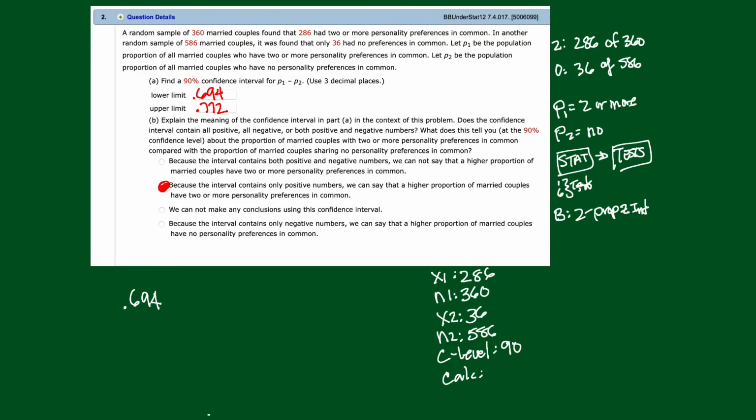I just want to finish this problem by writing out what we've got. 0.694 is less than P1 minus P2, which is less than 0.772. No hats on these, because those would be estimates; these are the true proportions. Or if you like, 69.4% is less than the proportion of couples having 2 or more minus the proportion having none, which is less than 77.2%. Just to get another interpretation, another feeling for what we're doing.